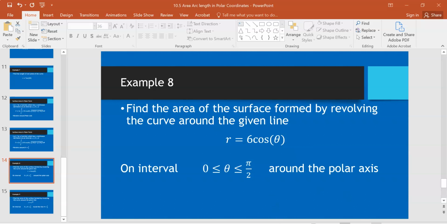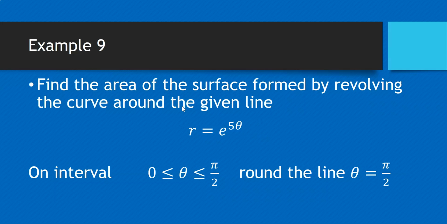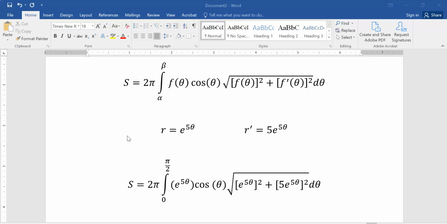So I want you to do one more. Push pause on the video and go ahead and do example 9 on your own. All right, this time it's said to revolve around basically the y-axis, which is the line theta equals pi over 2. So we have to use f theta cosine theta in this spot underneath my square root. It's the same kind of concept.